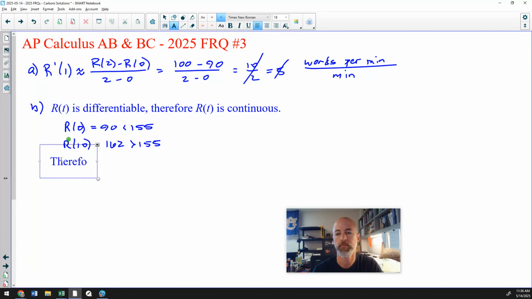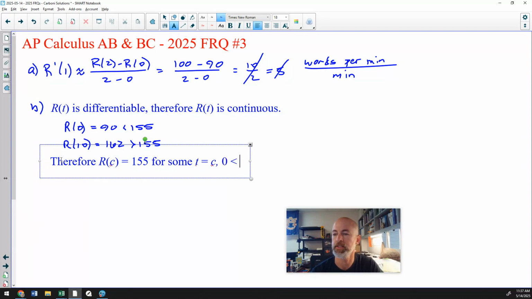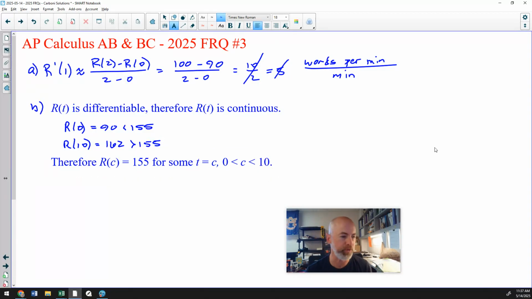Therefore, R of C equals 155 for some T equals C, and that'll be 0 less than C less than 10. You don't really need that last statement, but it looks pretty, doesn't it?